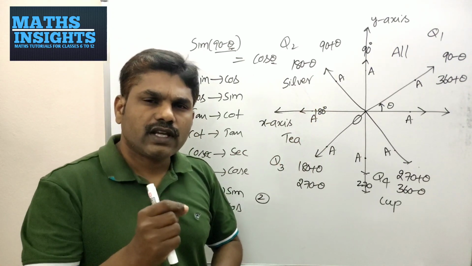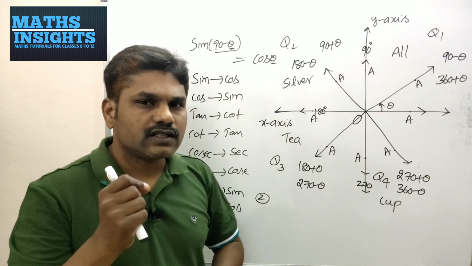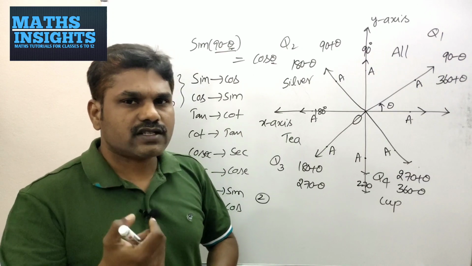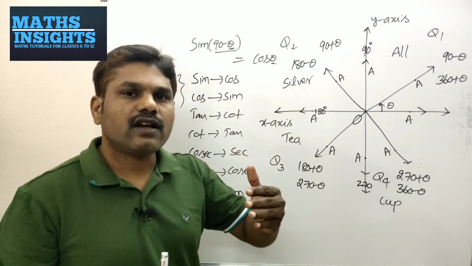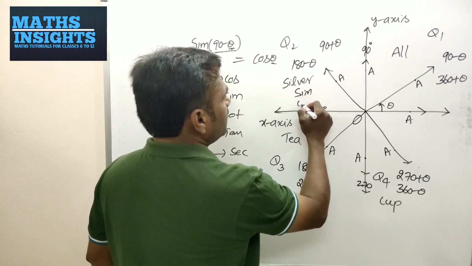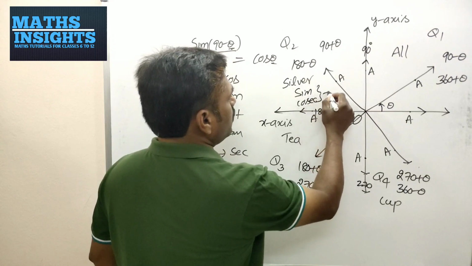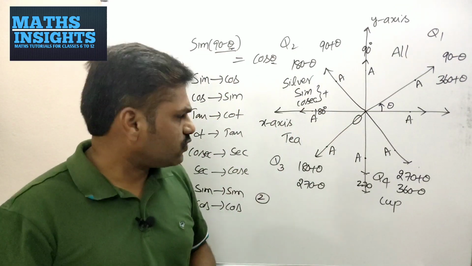Therefore, whatever the trigonometric ratio which starts with the S and its reciprocal, that is sine and cosecant, will become positive. Sine and cosecant are positive, and the remaining are negative. Remaining means the remaining 4 ratios.